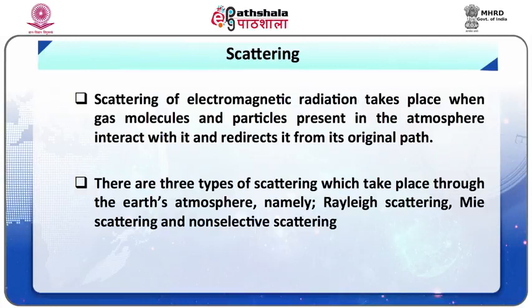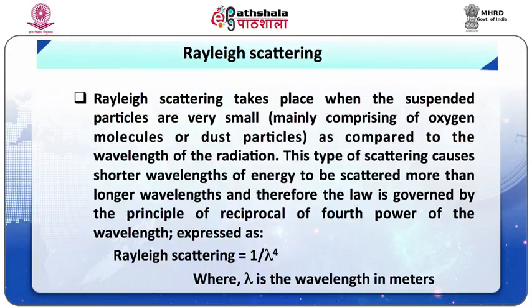Generally, there are three types of scattering which take place in the Earth's atmosphere, namely Rayleigh scattering, Mie scattering, and non-selective scattering. Rayleigh scattering takes place when the suspended particles, mainly oxygen molecules or dust particles, are very small as compared to the wavelength of the radiation. This type of scattering causes shorter wavelengths of the energy to be scattered much more than the longer wavelengths, and therefore the law is governed by the principle of the reciprocal of the fourth power of the wavelength and is expressed as Rayleigh scattering equals the reciprocal of lambda to the power 4, where lambda is the wavelength in meters.